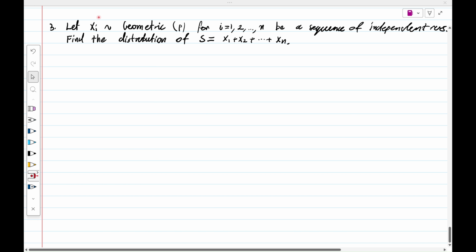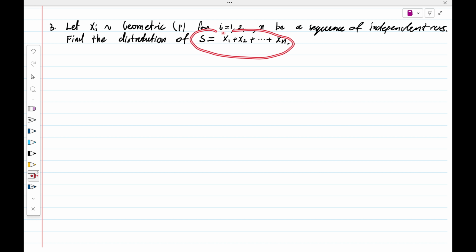In this example, we have that each of our xi's for i equals 1, 2, 3, all the way to n have a geometric distribution with probability of success parameter p. And they are, again, independent. That is a very important condition. And we need to find the distribution of their respective sum. Well, again, let's first find the distribution of, say, the single geometric distribution.